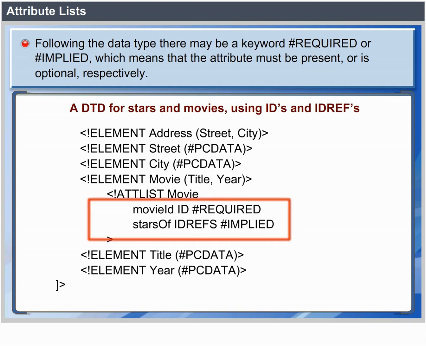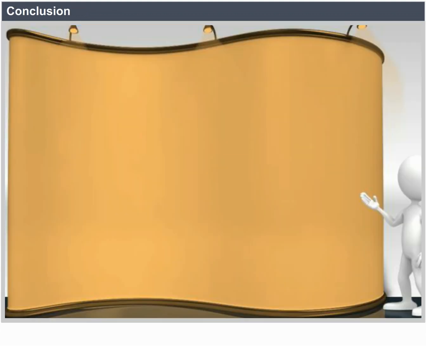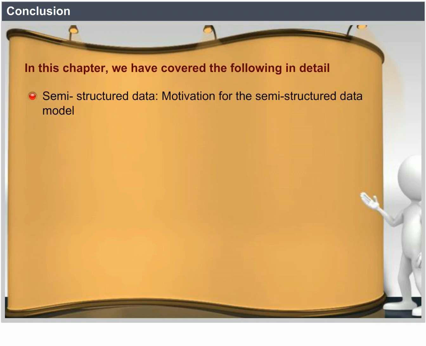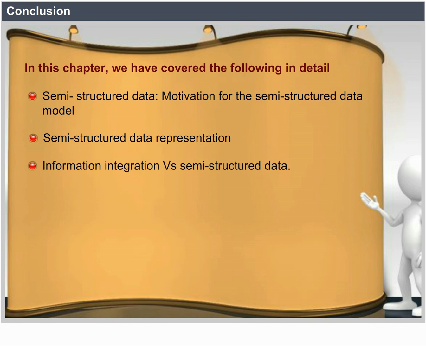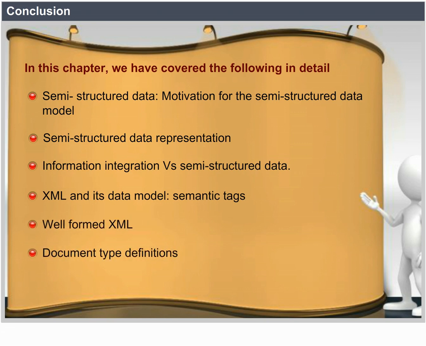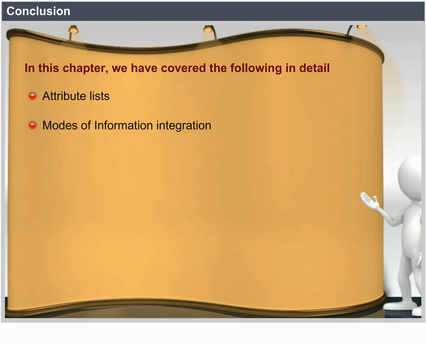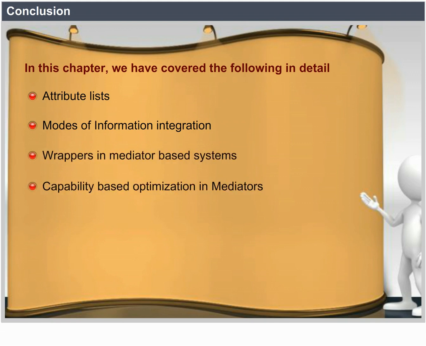Conclusion. In this chapter, we have covered the following in detail. Semi-structured data, motivation for the semi-structured data model, semi-structured data representation, information integration versus semi-structured data, XML and its data model, semantic tags, well-formed XML, document type definitions, using a DTD, attribute list, modes of information integration, wrappers in mediator-based systems, capability-based optimization in mediators, online analytical processing, data cubes, materialized views.